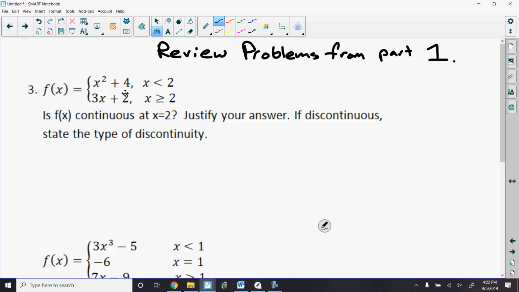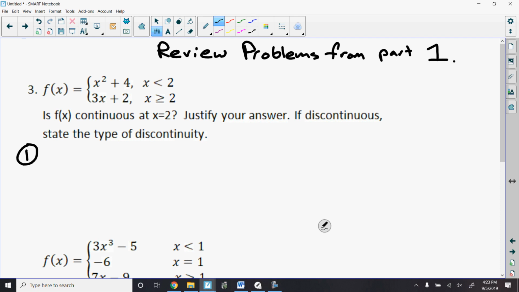So I need to go through my 3-step process. The first thing I have to do is find the limit as x goes to 2. For f to be continuous at 2, the limit as x goes to 2 must exist. Because I have a different function for the left side of 2 than I do for the right side of 2, I need to show my left-hand, right-hand notation. It's very important tomorrow when you get this type of question that your notation is on point. I usually label my justifications with 1, 2, 3 steps.